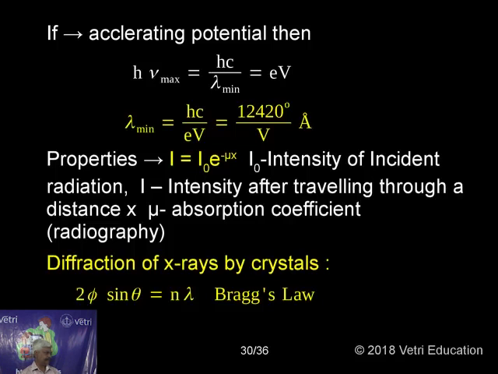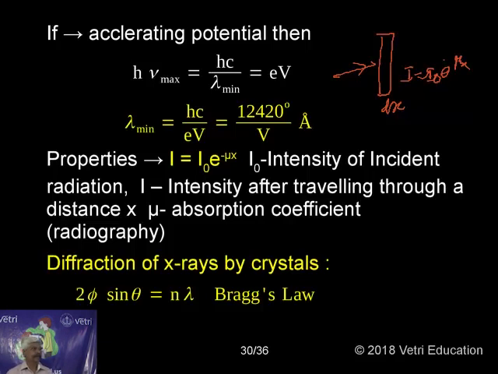The properties also, the intensity: the X-ray may be absorbed, just like light rays, X-ray can be absorbed. So if X-ray passes through a material of thickness dx, then I is equal to I naught e power minus mu x. Just like that, N is equal to N naught e power minus lambda t. The X-ray is actually absorbed by the material.